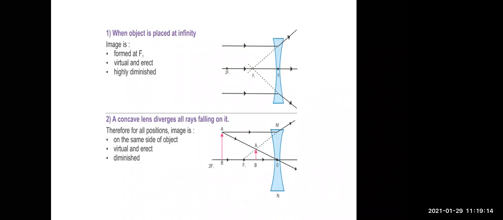So when the object is placed anywhere between the optical center and infinity, the position of the image formed will be between the optical center and the focus f1. Here you can see that between f1 and the optical center we are getting the image, and its size is small compared with the object. In this case the nature of the image will be virtual and erect. It will be straight like the object, only the size will be smaller.